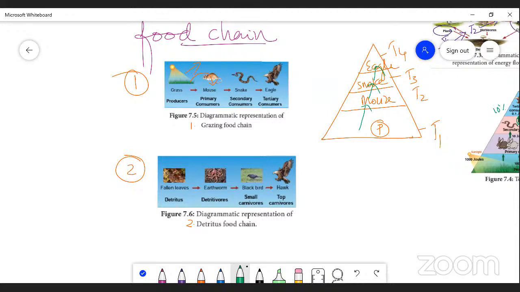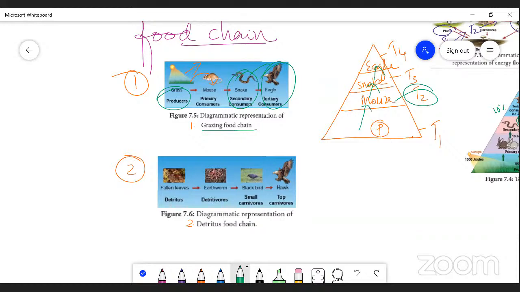grazing food chain. Actually, the grazing food chain begins with the producer in the form of grass, which is designated by T1, and that food material is transferred to trophic level 2, that is the mouse. From the mouse, the food materials are transferred to the snake, which is trophic level 3. From trophic level 3, the food materials are transferred to trophic level 4, that is the eagle. So the flow of energy from grass to eagle is called a grazing food chain.